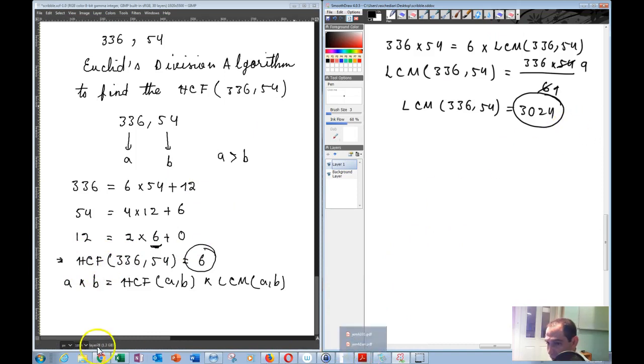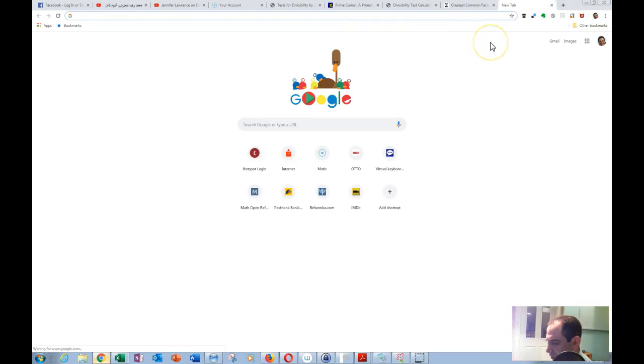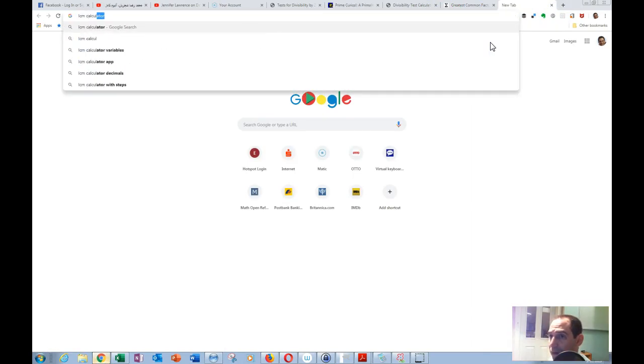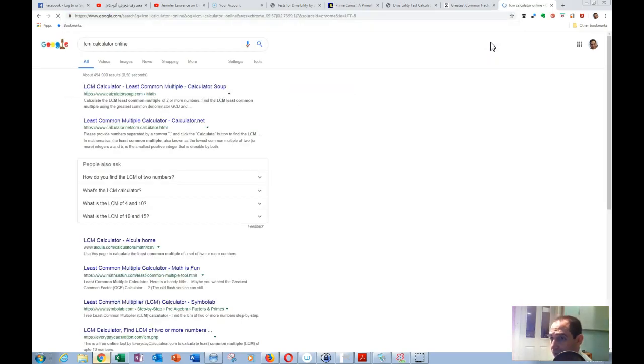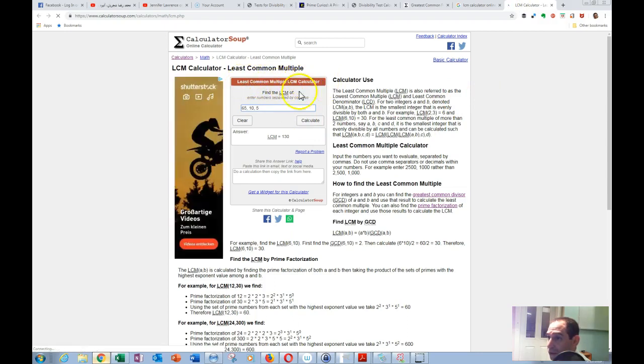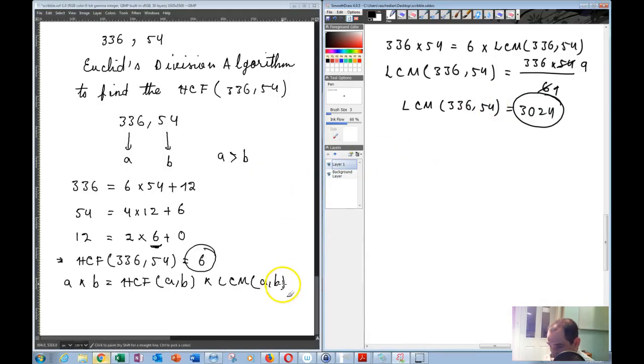And I think for the LCM, let me see if I can find some calculator for LCM online. It's from the same website, the least common multiple LCM calculator. If you have 336 and 54, the LCM is 3024, which is this number over here. So that's basically these two numbers over here. We can do one more of these, and then get to the rest of our work here.